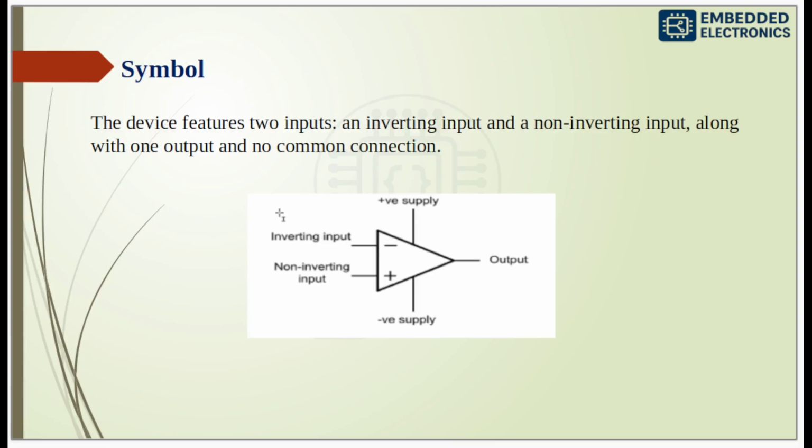So this is the symbol. Here you can see the device features two inputs. One is an inverting input and the other is a non-inverting input. The inverting input is denoted by a minus sign while the non-inverting input is denoted by a plus sign. The plus sign represents 0 phase shift whereas the minus sign represents 180 degree phase shift.